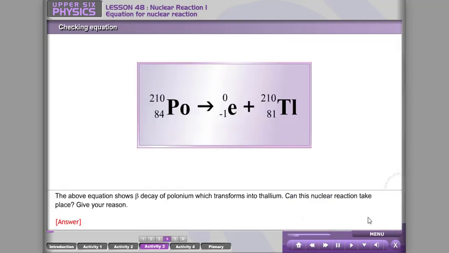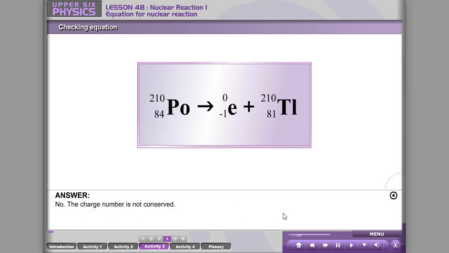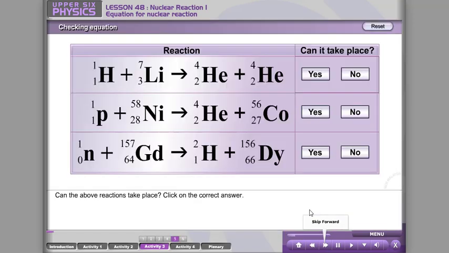The above equation shows beta decay of polonium which transforms into thallium. Can this nuclear reaction take place? Give your reason. Answer: no, the charge number is not conserved. Can the above reactions take place? Click on the correct answer.